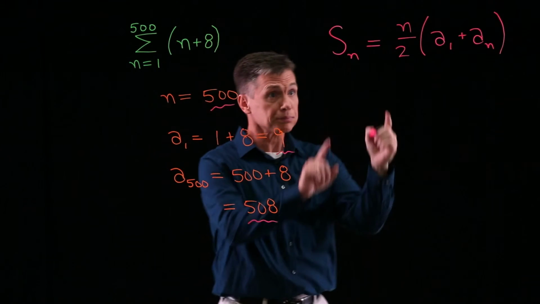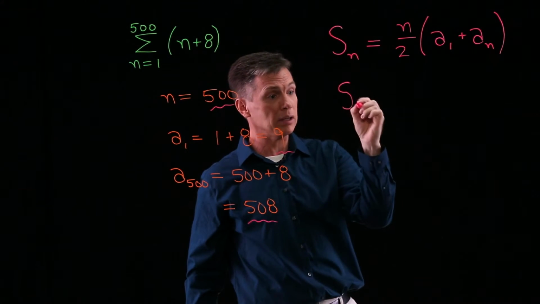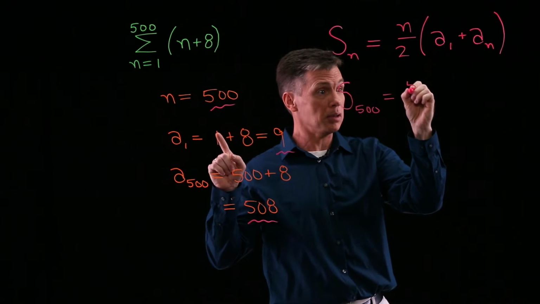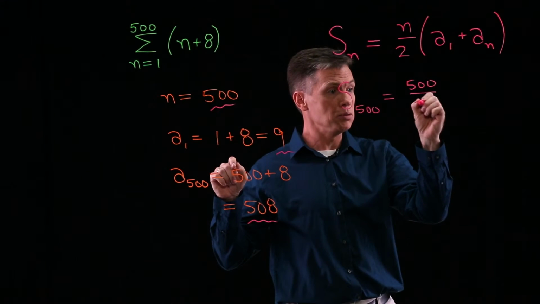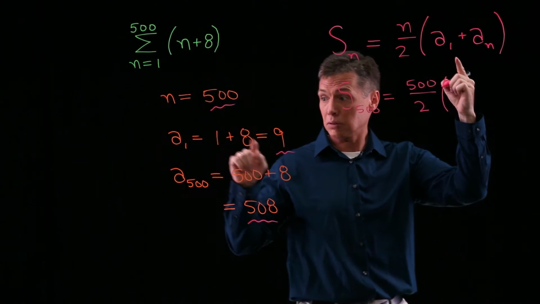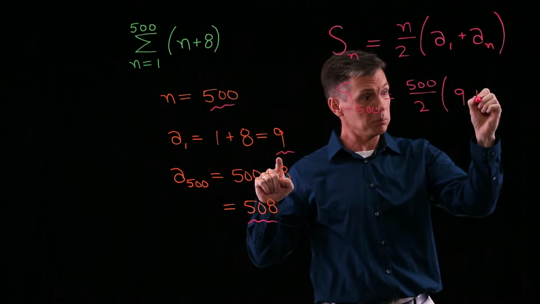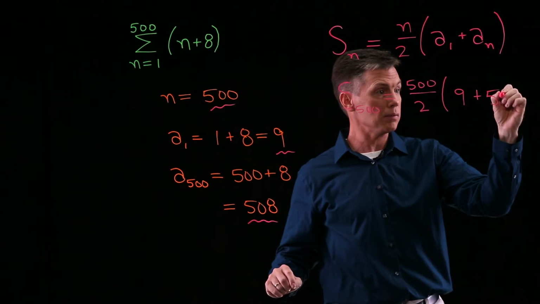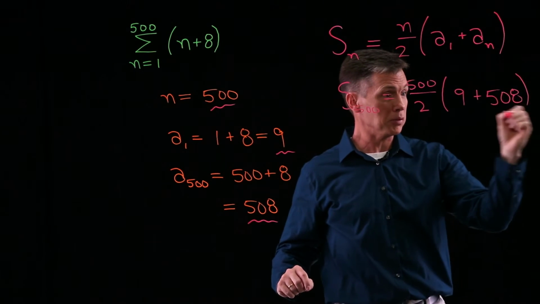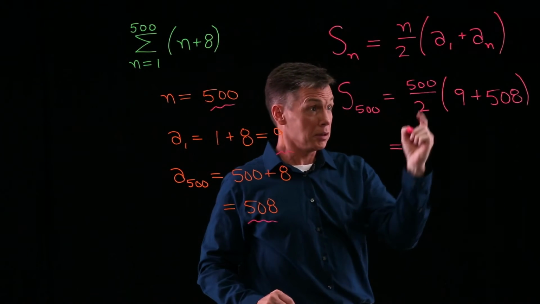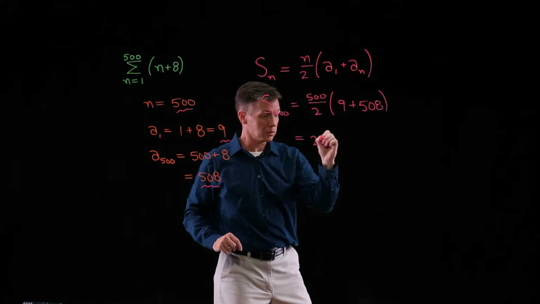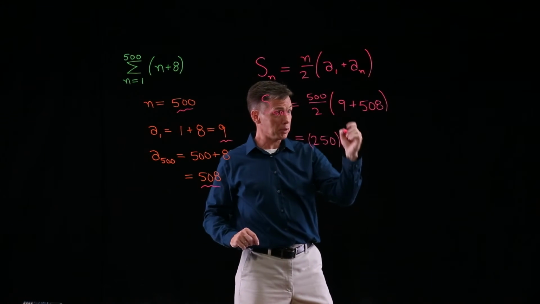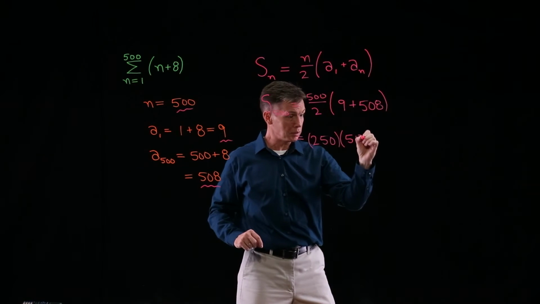Back over to the formula. S sub n, or in our case S sub 500, equals n, that 500, divided by 2, parentheses, a sub 1, which was the 9, plus, because that's what's in the formula, a sub n, which is 508. And it's all arithmetic. 500 over 2, that's easy, that's 250. I think I can even do what's in parentheses, 508 plus 9, so 517.